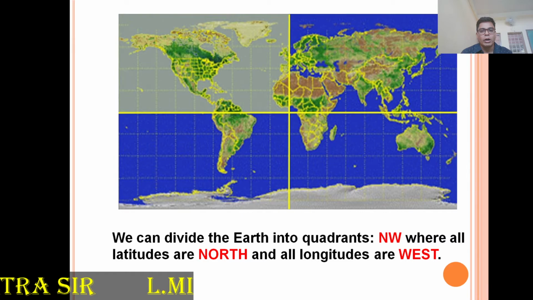What is longitude? Longitude is the distance from the prime meridian along the x-axis.